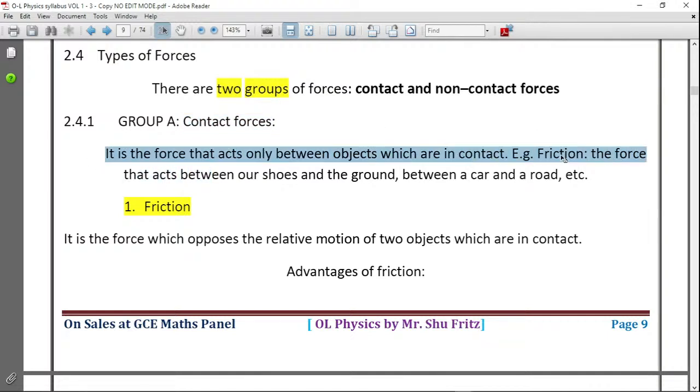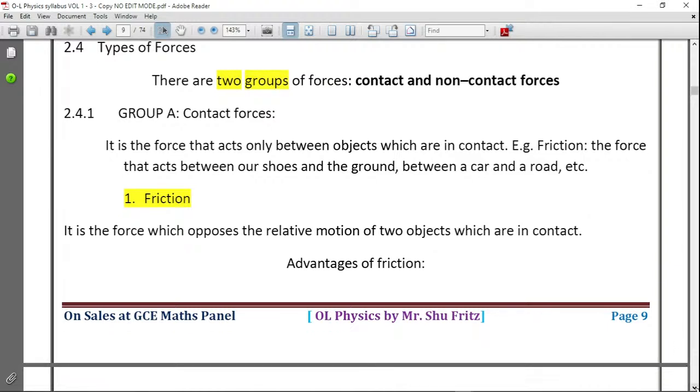For example, friction. Friction is a contact force. And friction is that force that acts between our shoes and the ground, between the car and the road and so on. So this is one of the contact forces. We look at other contact forces here, but we will start with friction. Even tension is another contact force. The objects should be in contact for friction to act.